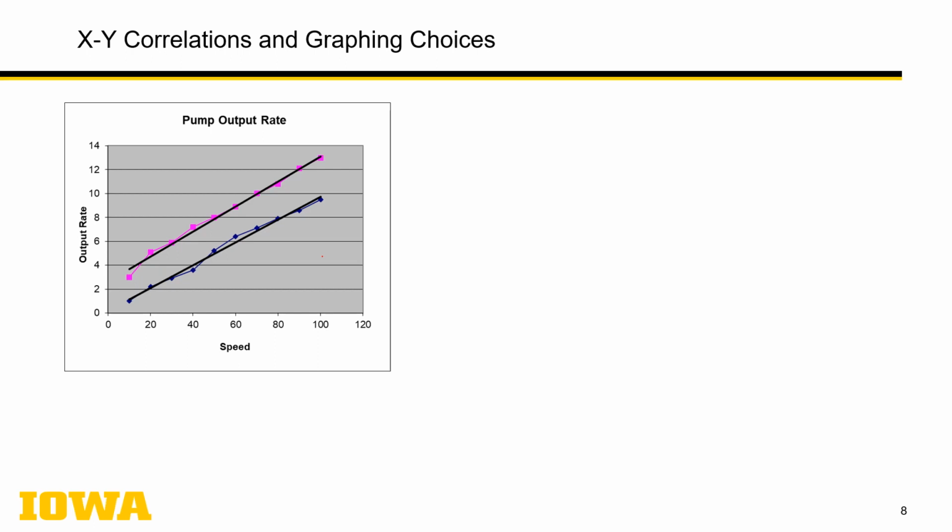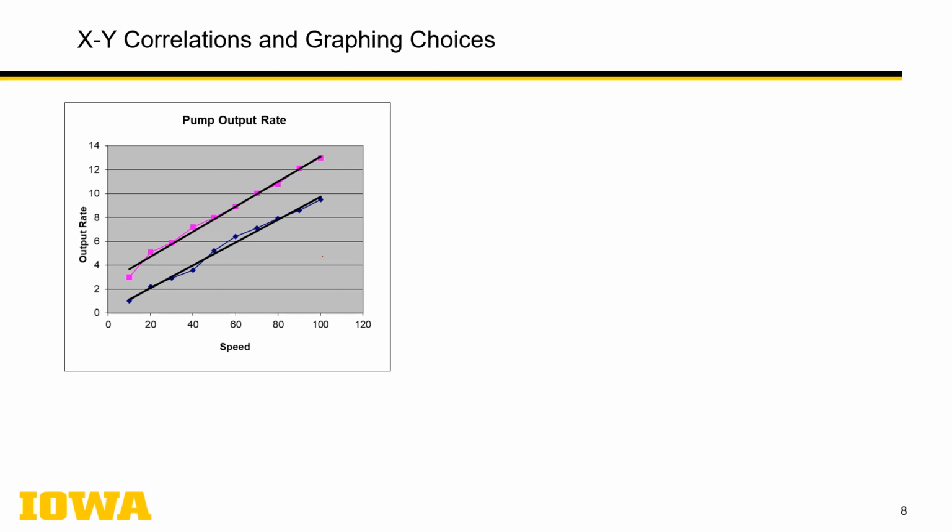Okay, now here's another type of graph that is used quite a bit in XY relationship. In this case, someone has done an experiment in which the speed of a pump has been varied from some number to some number, and the output rate, maybe so many gallons per minute, has been measured. And actually there's two pumps here, so they show, of course, that there's a linear relationship between speed and output rate, which might be the point.